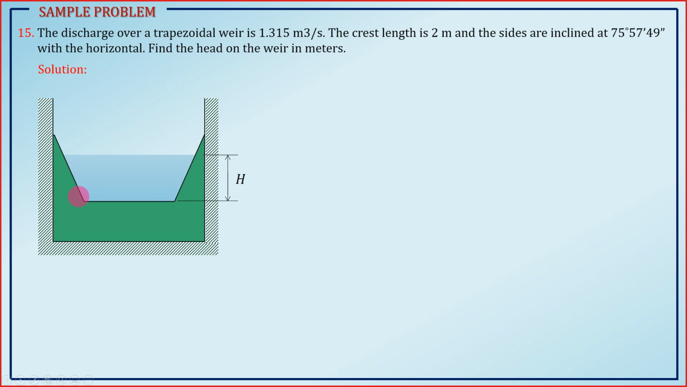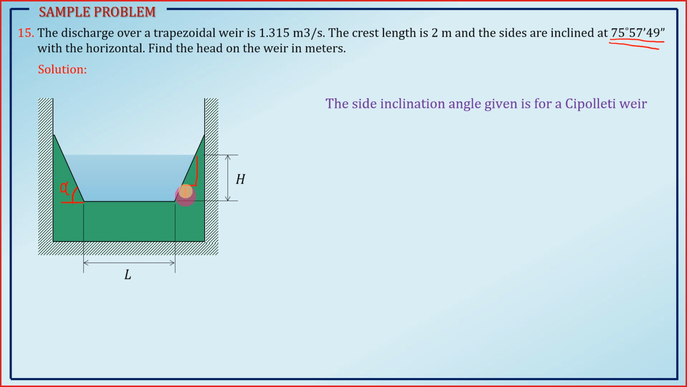So, we have the trapezoidal weir and the length is 2 meters. Going back to the problem, the angle of the sides is 75 degrees, 57 minutes, and 49 seconds, located here, since it is measured with the horizontal. That angle is familiar to us. When we see this angle, we know right away that it is for a Cipolletti weir, which has a side slope of 1 horizontal to 4 vertical.